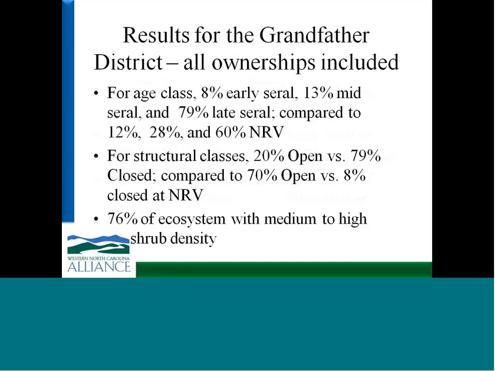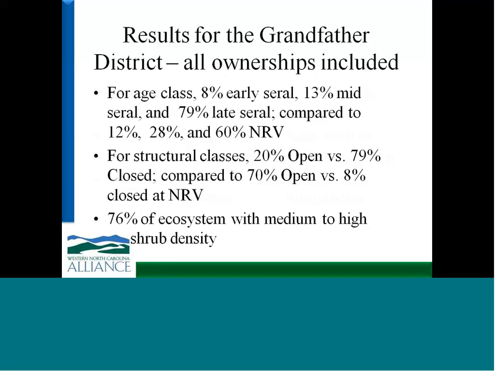Age class-wise, this is based on canopy height numbers: 8% early seral, 13% mid-seral, 79% late seral, compared to 12, 28, and 60% NRV. The mid is a bit down, the late is a bit up, and the early is a bit low, but not super bad. But it really breaks down when you look at the open versus closed structural classes, with 20% open in the current condition versus 79% closed, compared to a predicted 70% open versus 8% closed with NRV, and the remainder being early succession.